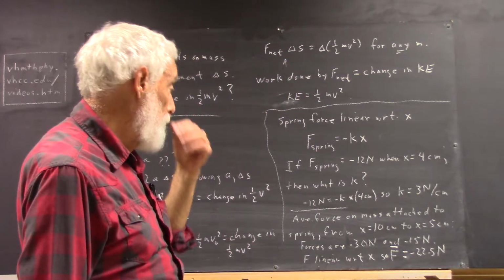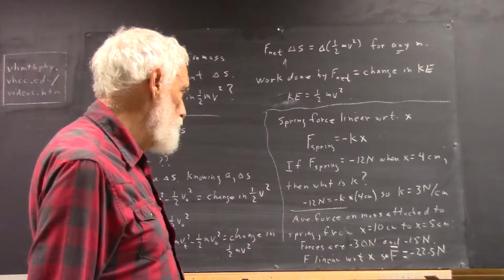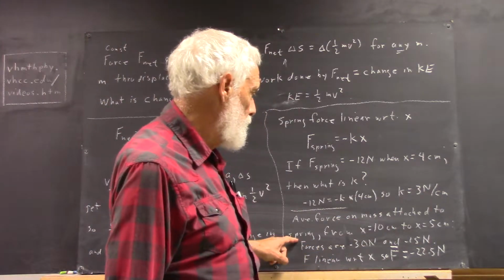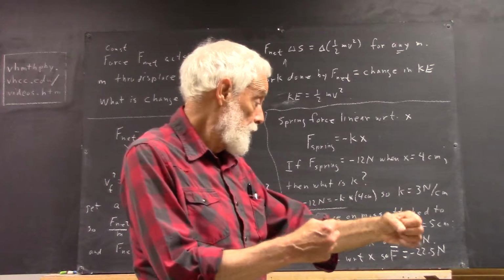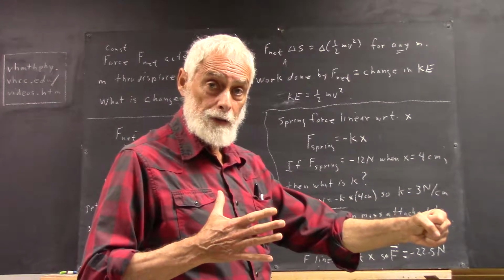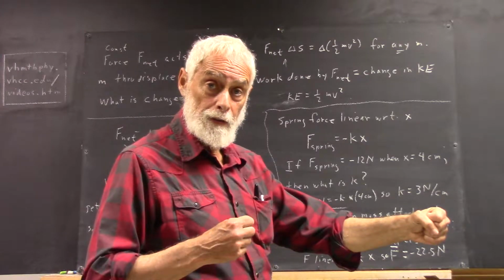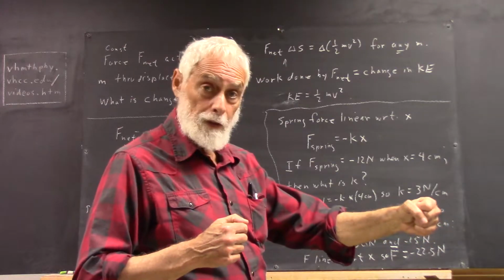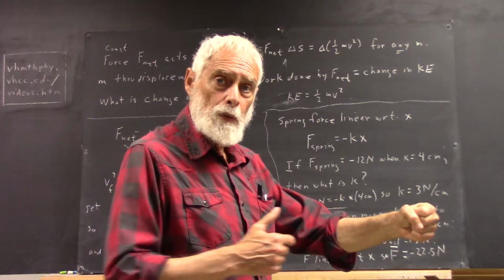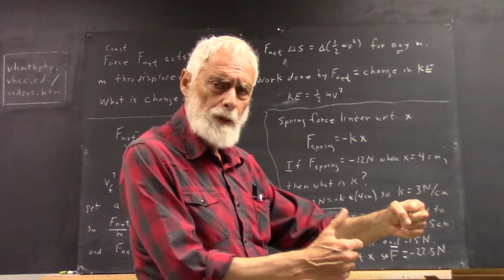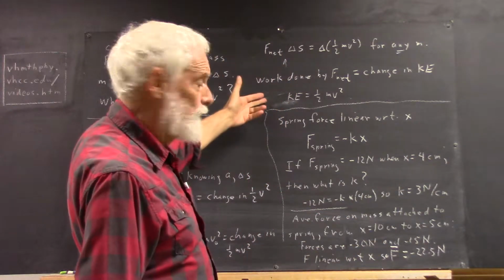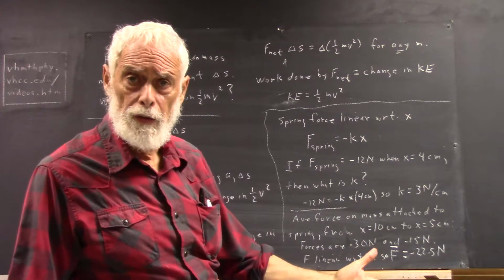Okay. Now, what's the average force exerted on a mass attached to a spring? So you attach a mass to this spring, and you pull it back 10 centimeters, and you release it. Well, now if there are no other forces acting, the spring is going to accelerate this mass back. And what will the velocity of that mass be when you get to the 5 centimeter position? Well, using this energy idea, it's very easy to answer that question.